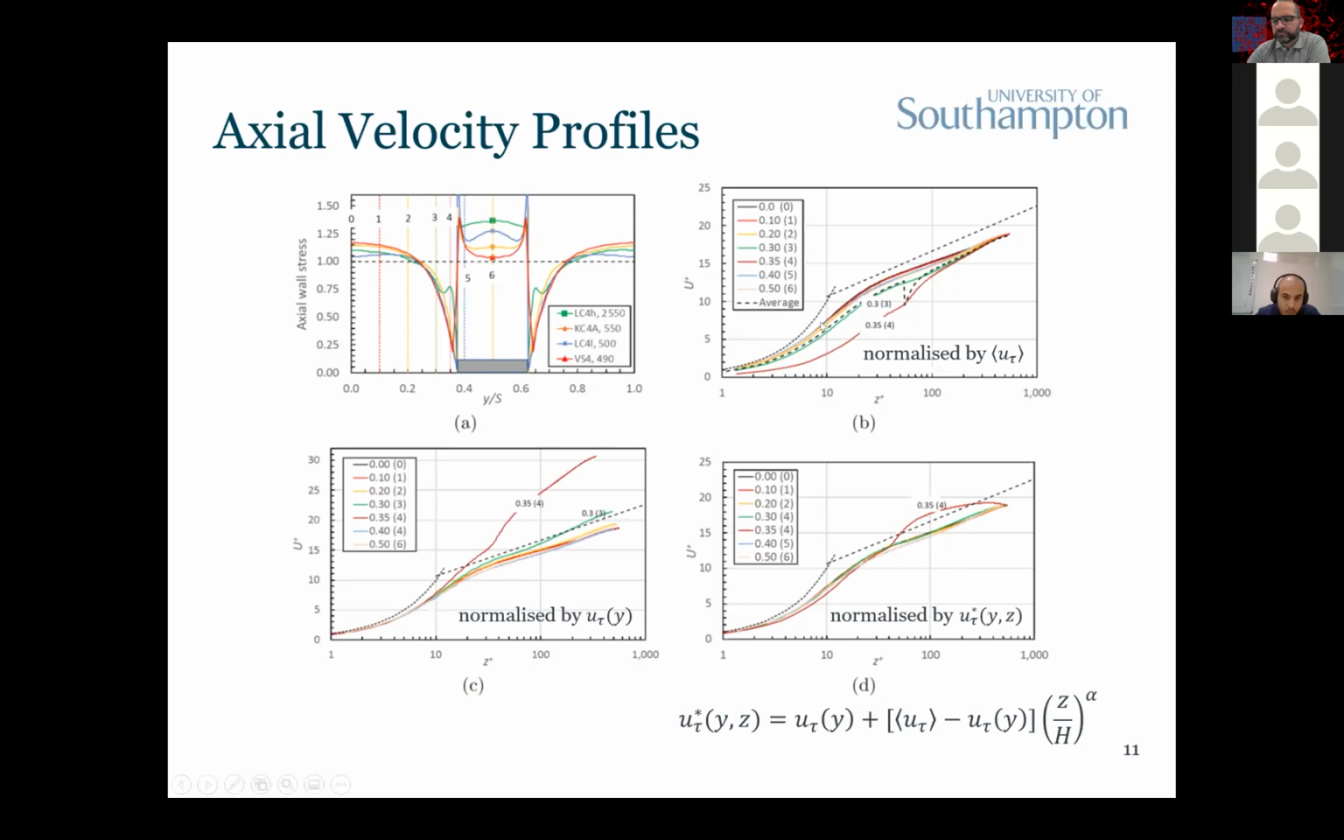However, number 4, which is the closest one to the side wall, is still the odd one out. Obviously it's not agreeing with the others.